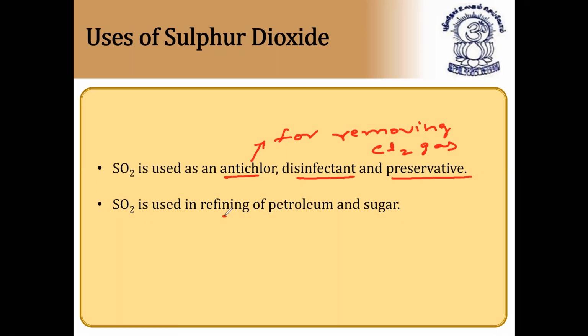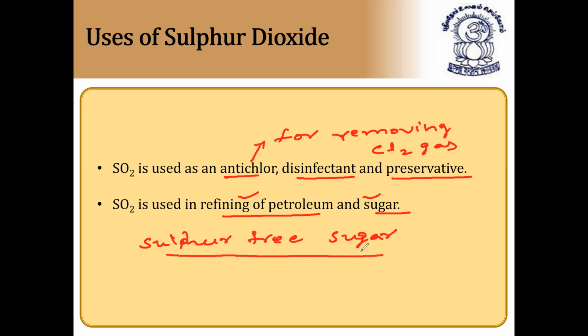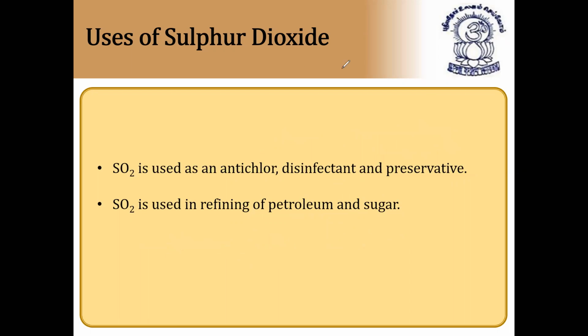Sulfur dioxide is used in refining of petroleum and sugar. That's why nowadays we say sulfur-free sugar. Actually, we have to use sulfur-free sugar, otherwise it is harmful. Even though it is a bit costlier than normal sugar, it is not harmful. We should always use sulfur-free sugar, otherwise we'll have side effects.